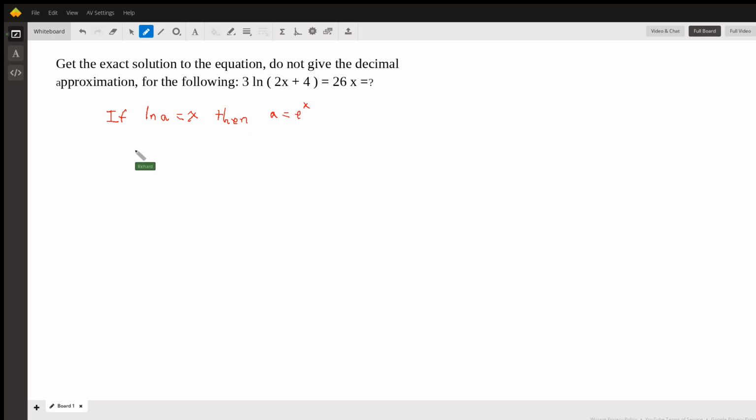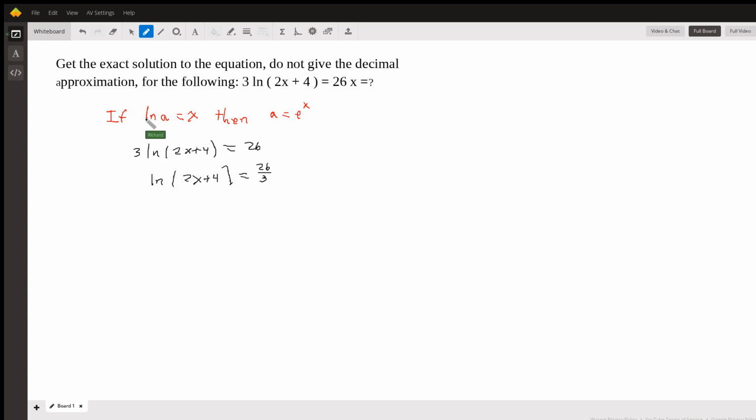Okay, so let's start by just copying it out. So 3 times the natural log of 2x plus 4 equals 26. So we're going to isolate the log. We want to use this expression here in red, and notice how this natural log has been isolated. So we're going to divide both sides by 3 to isolate the natural log. And so that's going to give us 26 over 3.